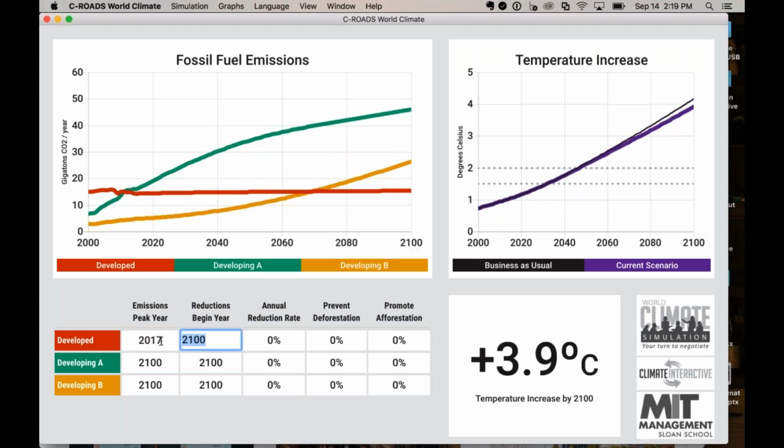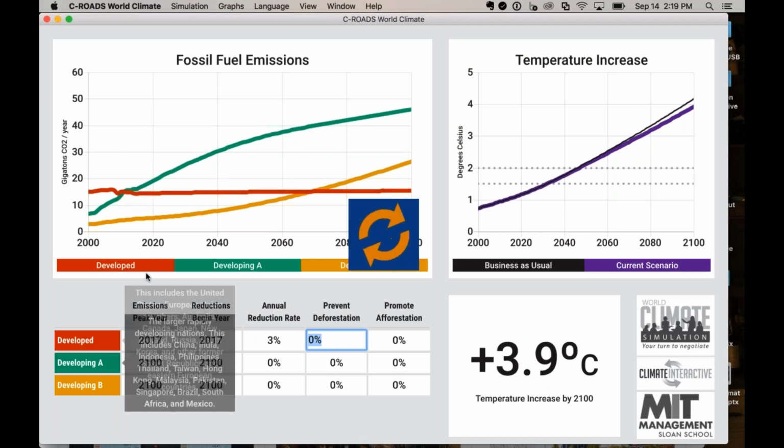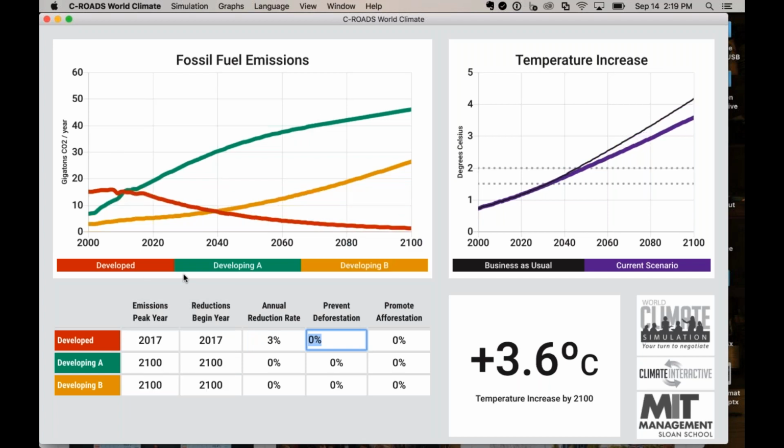You saw that as I entered in 2017 for emissions peak year, this red line representing developed countries became flat. And then I could say, well, maybe they reduce their emissions at, I don't know, 3%. I'm just putting in a number here. And then you can see as I enter that in, now the emissions for the developed countries are declining 3% per year. How about for our rapidly emerging economies?